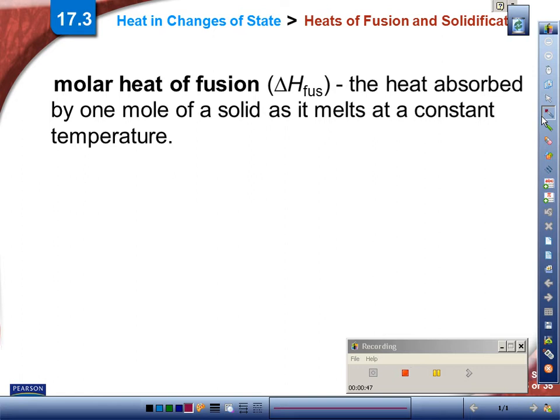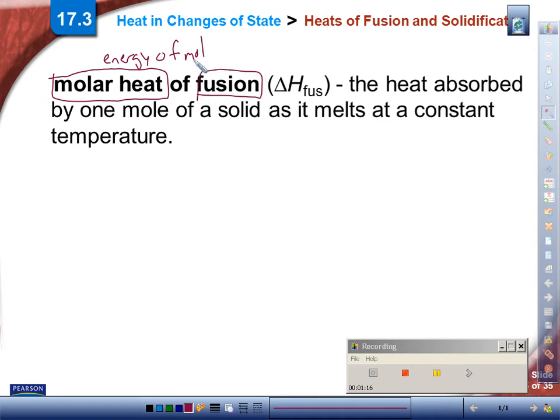This is the energy or heat absorbed when 1 mole melts at a constant temperature. Anytime you see molar heat, and you'll see 6 of them, heat is just energy, and molar in this case is referring to 1 mole. So the energy of 1 mole, and fusion is melting. So the energy of melting 1 mole. That is the molar heat of fusion.